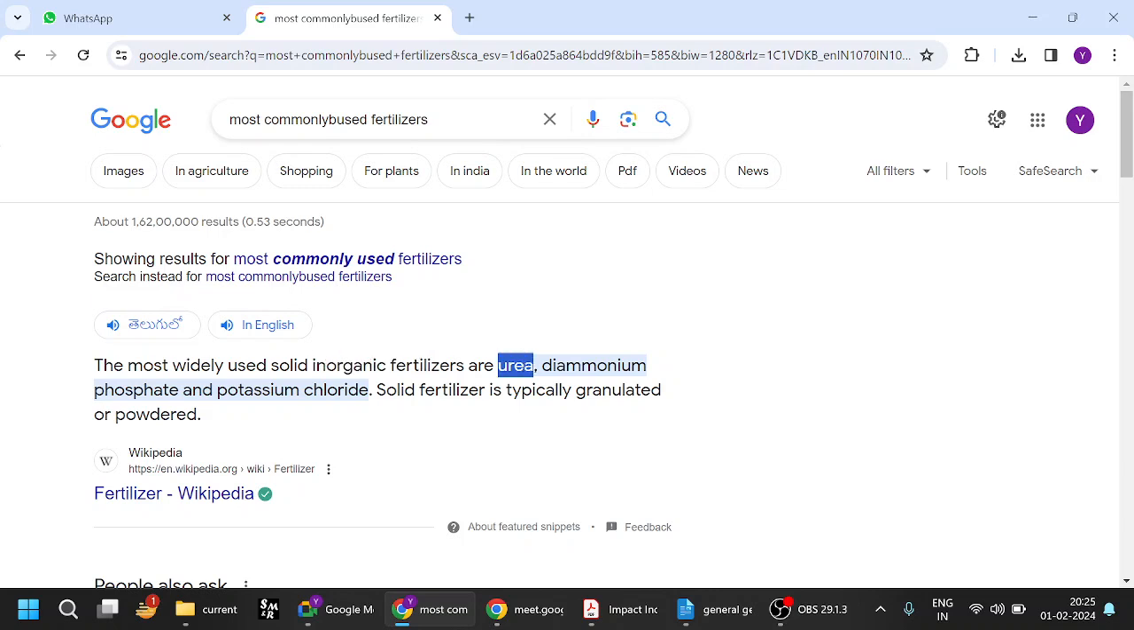So urea is the number one fertilizer, then diammonium phosphate and potassium chloride. Okay, it is typically granulated or powder. So powder or in the form of small granules. This is very important. Urea, diammonium phosphate, and potassium. Urea contains mostly nitrogen, I think.